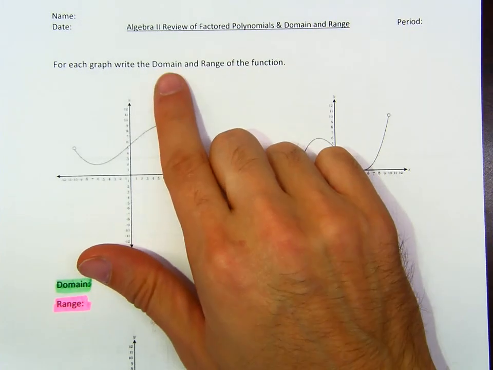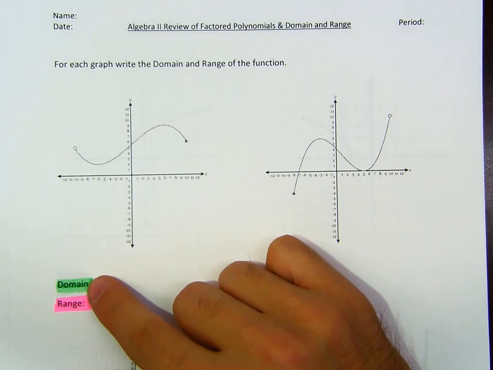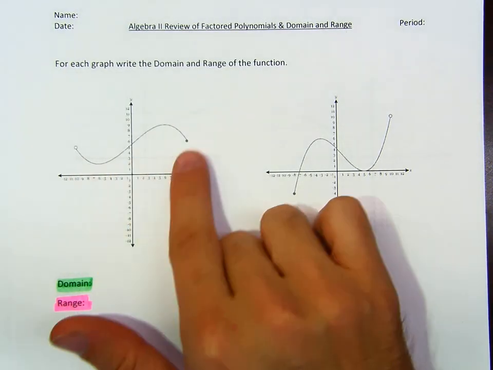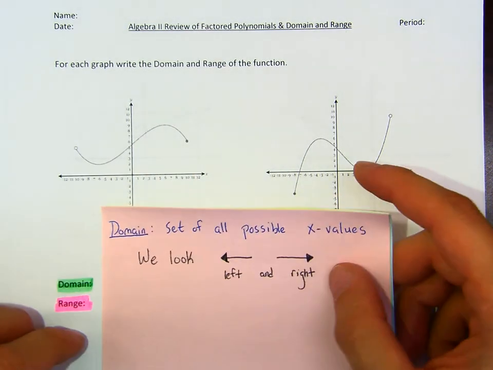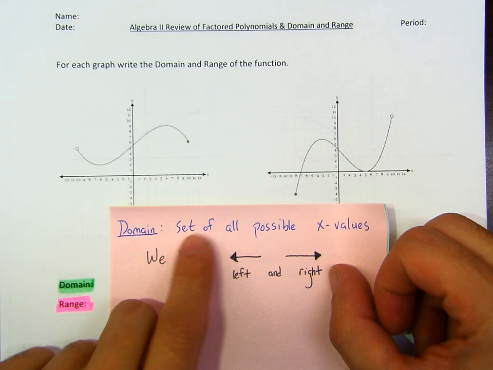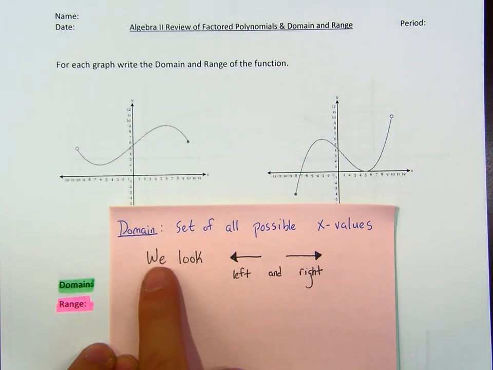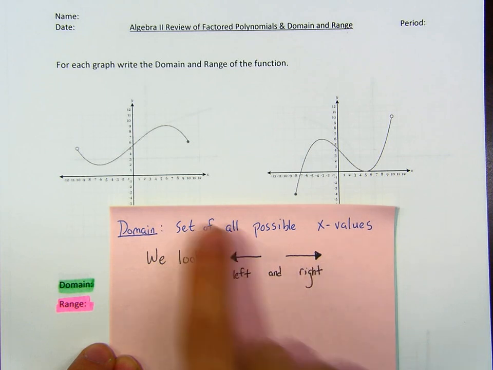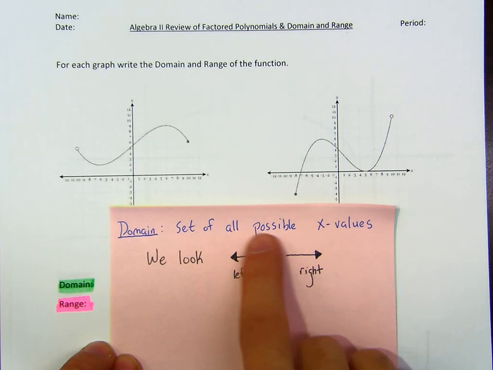So let's review that concept of domain and range. We did this yesterday. How would you define the domain of a graph? And how would you define the range of a graph? Remember, when we talk about domain, we're talking about the set of all possible x values. So when we look for domain, we're going to look to the left and to the right. When we look at this graph, let's see what all the possible x values are.